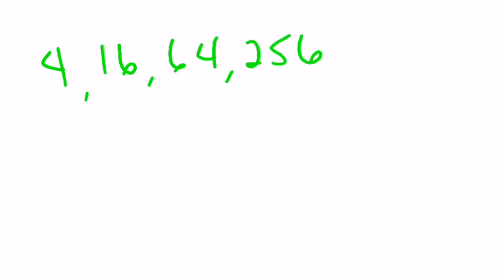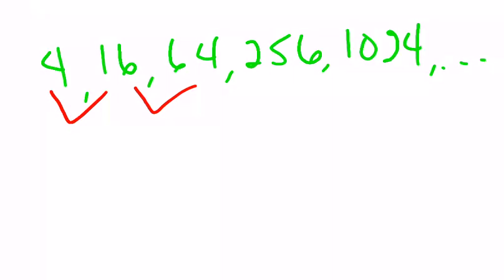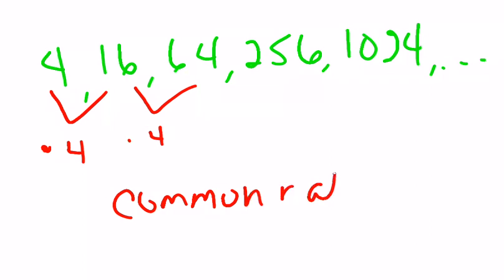Geometric sequences are a little different because instead of having a set number that is added or subtracted to each term to get to the next term, it's something that is multiplied. So what times 4 gives me 16, what times 16 gives me 64, and so on. And so we see that this is a multiple of 4. So we could say that this particular sequence has a common ratio of 4.